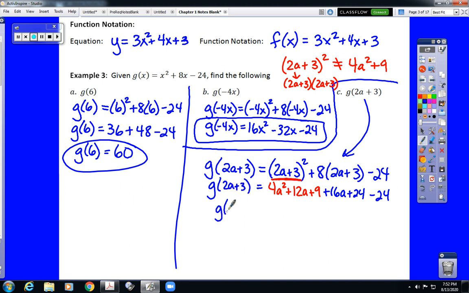So one last step would be to combine like terms. We would have 4a squared, because it's the only a squared term. We'd add the 12a and the 16a together to be 28a. And then we would add the 9, the 24, and the negative 24, which is 9.